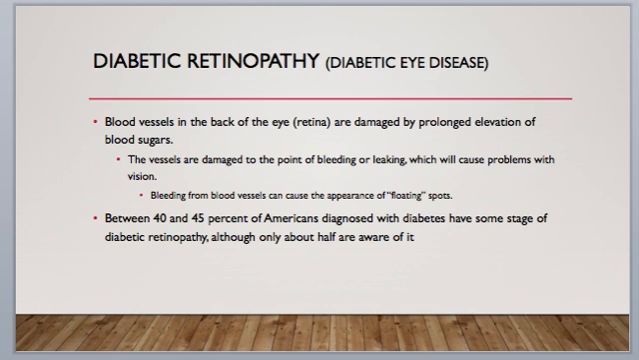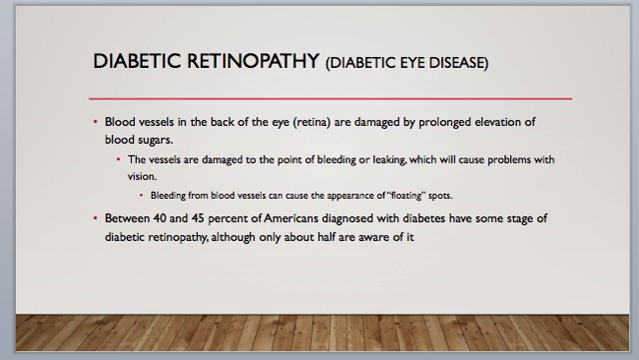Diabetic retinopathy, also known as diabetic eye disease, occurs when the blood vessels in the back of the eye, known as the retina, are damaged by prolonged elevated blood sugars. Think of a sugar crystal. It has sharp edges. When the blood has extra sugar in it, there are extra little sharp crystals that rub on the blood vessels. This damages the vessels in the eye and causes them to bleed. Bleeding from these vessels can cause the appearance of floating spots. Diabetic retinopathy is a leading cause of blindness.